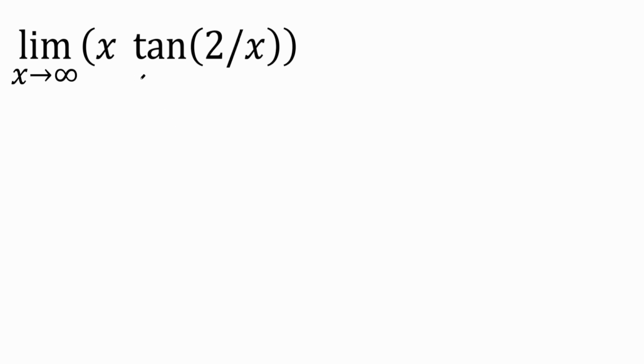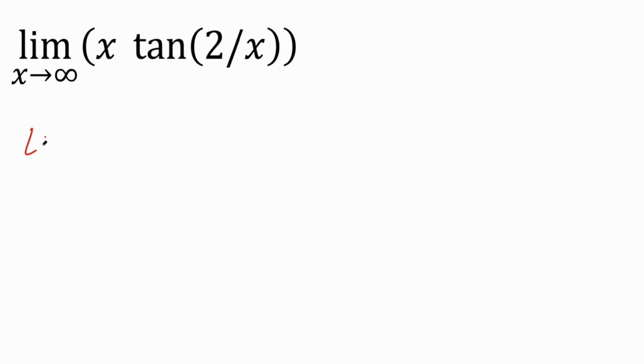Okay, in this video, we're going to solve this problem right here, and so let's begin. So what I can do is just plug in infinity here and infinity here. So we end up getting infinity times tan 2 divided by infinity is like 0, so tan 0 is going to give us 0. So we have infinity times 0. So in this form right here, we can't use L'Hopital's, but what if we rearrange this?